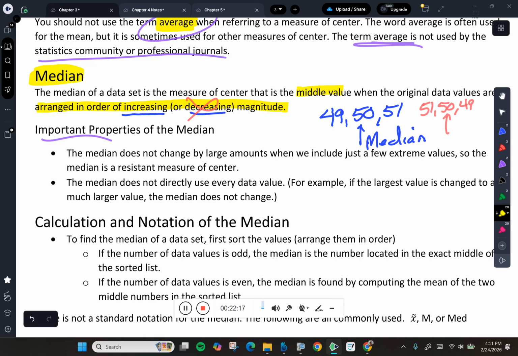A downside, but a plus side, is it doesn't directly use every data value. It doesn't care what this number below it is. All it cares is that there's a number below it. 50 is the middle, not because this is 51. 50 is the middle because there's a number above it. That 51 could be 55, and it wouldn't change the median. So it is resistant, and that is good, but it is also resistant, and that's a liability.